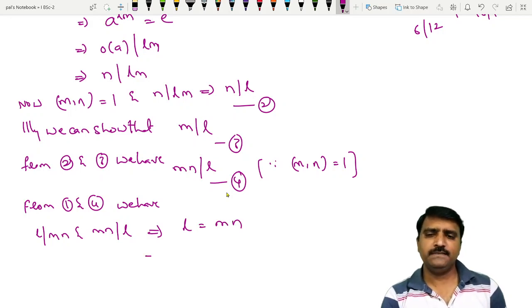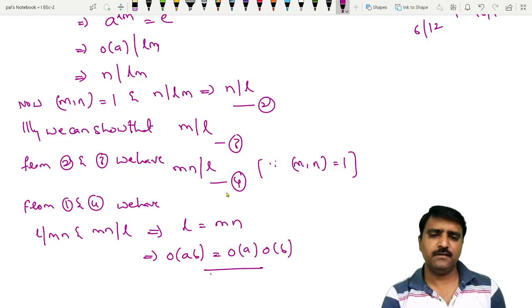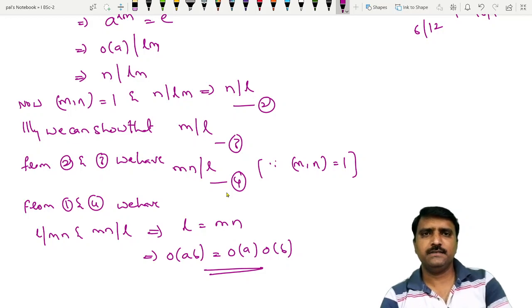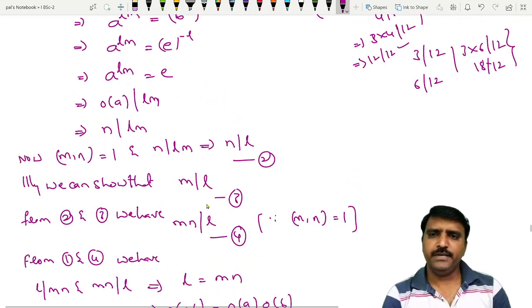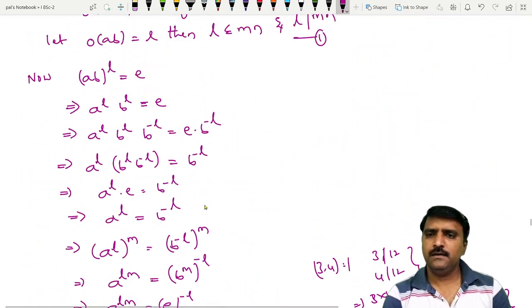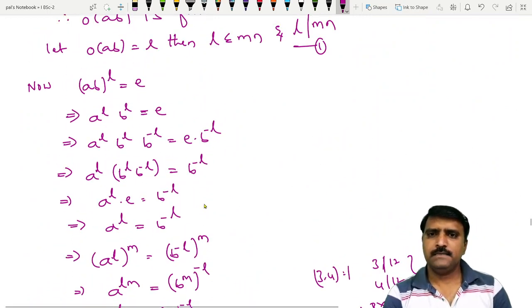Okay, what is L? L is the order of AB. And what is m? m is the order of B and n is the order of A. So write it as order of A into order of B, or you can write it as n into m. No problem, because numbers are commutative. Yes, that's all.